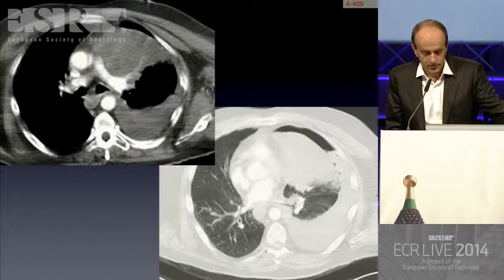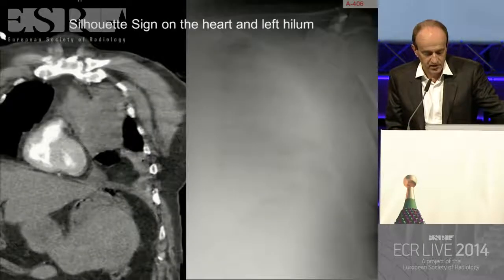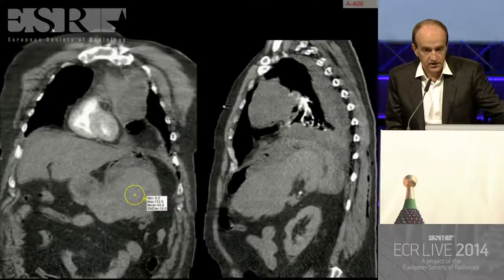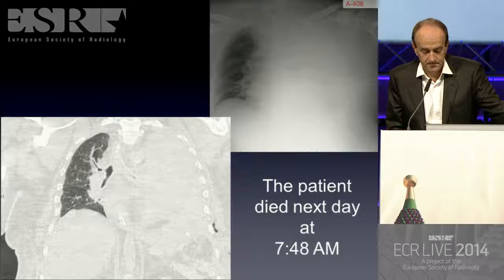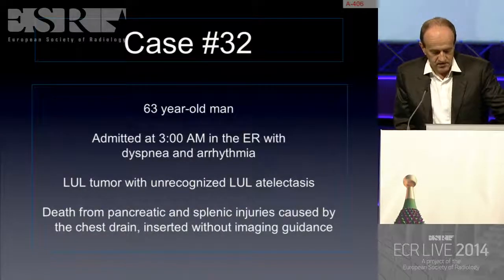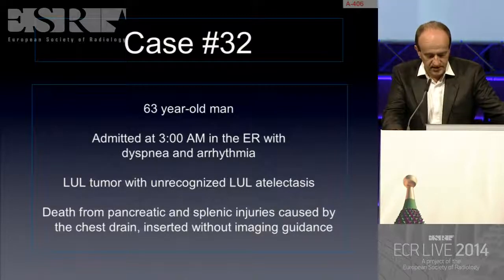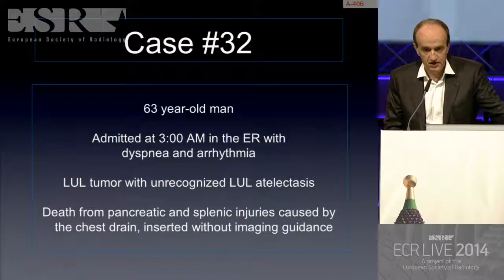Here now we have an effusion with blood, and we have a mass and a collapse of the left upper lobe and a pneumothorax. But what we do also see is a large hematoma between the pancreas and the spleen. And the next day, the patient died. So this is a death from a pancreatic and splenic injury caused by a chest drain inserted without imaging guidance. Malpractice from A to Z.